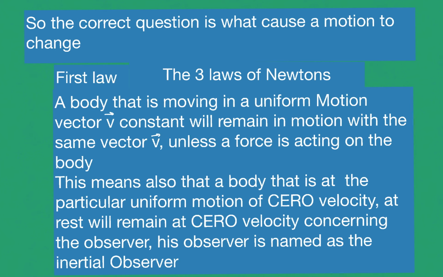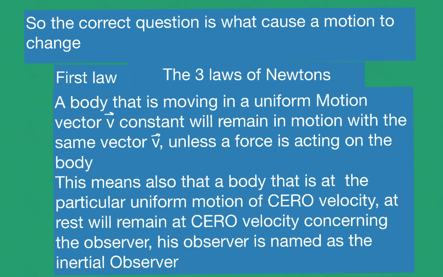So the correct question that we need to ask ourselves is, what causes the vector velocity to change? Now, the first law says that a body that is moving in uniform motion, with vector v constant, will remain in motion with the same vector v unless a force is acting on the body. If you leave the object with nothing acting on it, the vector velocity will appear not to change in magnitude or in direction to an observer.